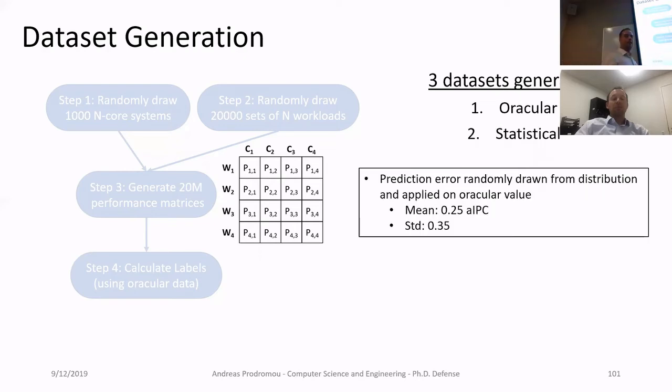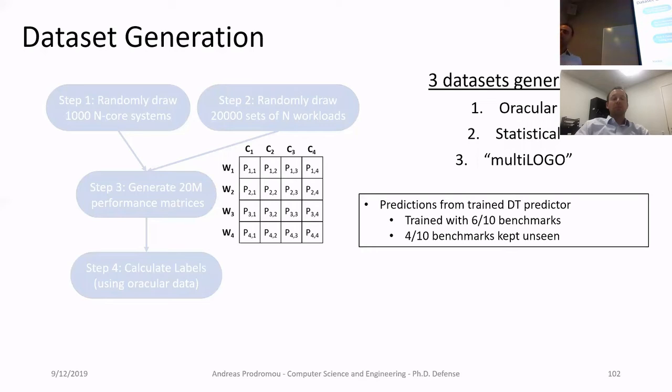We also have a statistical data set where we model a performance predictor using a bell curve. We randomly draw error and we apply it on the oracular value. And finally, we have the realistic data set, which is the one we care to do well on. We call it multi-logo. And the predictions come from a trained decision tree predictor where we used 6 out of 10 benchmarks as a training set, with the remaining 4 being kept unseen. So with these data sets, we went ahead, we trained our models, and let's see some results.